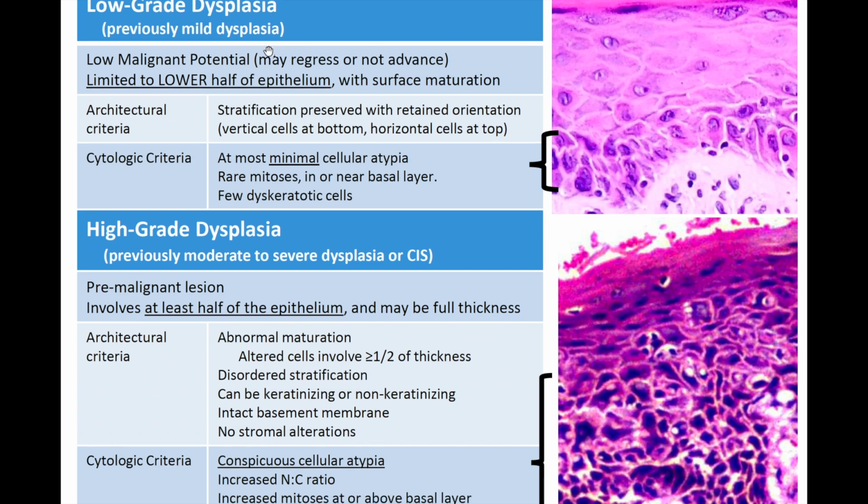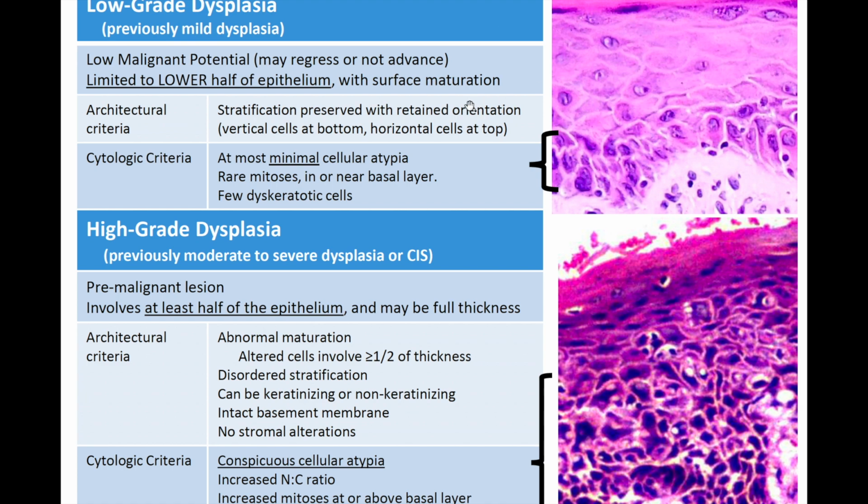So low versus high-grade dysplasia in squamous mucosa is something that occurs in so many different areas throughout the body, and it's such a foundational concept to review and to go over, so these notes are extremely helpful. So for low-grade dysplasia, previously known as mild dysplasia, has a low malignant potential, typically limited to the lower half of the epithelium with surface maturation.